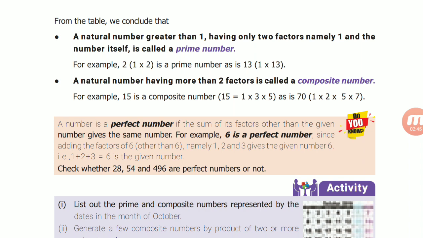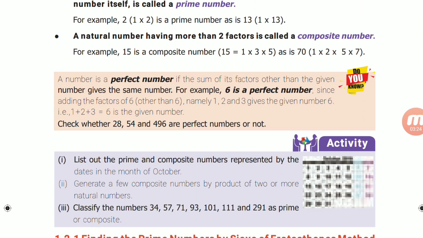Then we should understand a concept called a perfect number. A perfect number is a number where the sum of its factors other than the number itself gives the same number. Let us see an example. The factors of 6 are 1, 2, 3; except the number itself, you should not count 6. So 1, 2, 3, if you add them, it gives the same number, 6. Similarly, there are other perfect numbers like 28, 496 and so on. These are the perfect numbers.